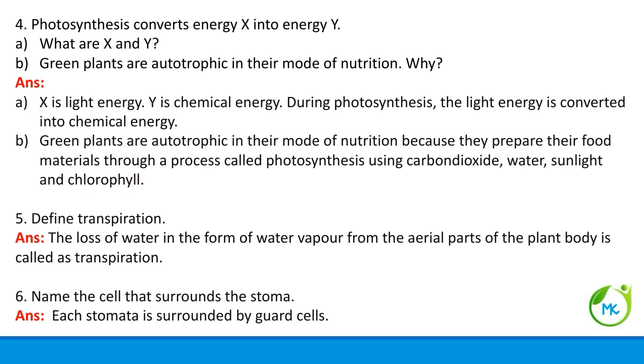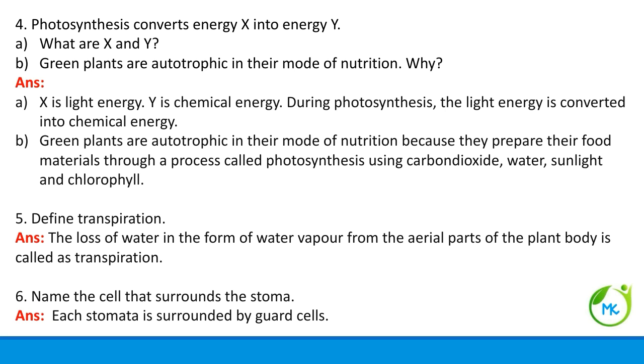The next question, define transpiration. What is transpiration? Loss of water in the form of water vapor from the aerial part of the plant body is called transpiration. What is meant by aerial part of the plant body? The plant parts that are found above the soil are referred to as the aerial part of the plant. So loss of water in the form of water vapor from the aerial part of the plant body is called transpiration.